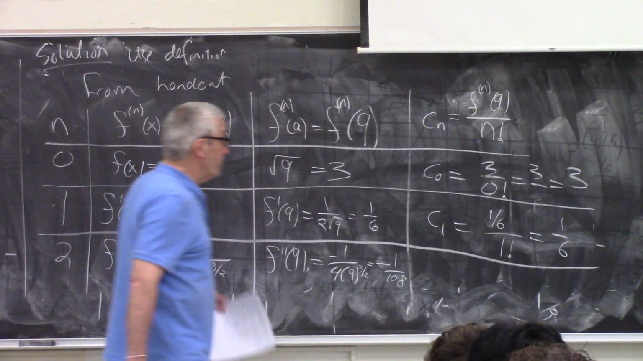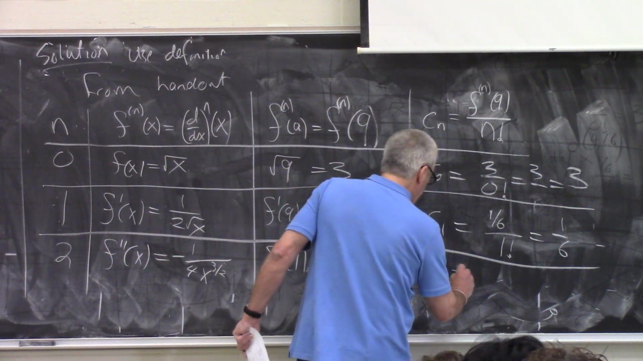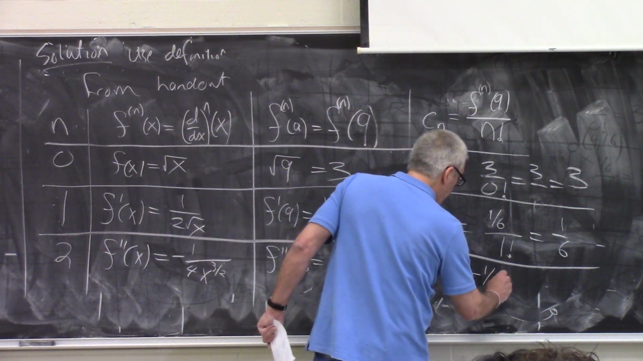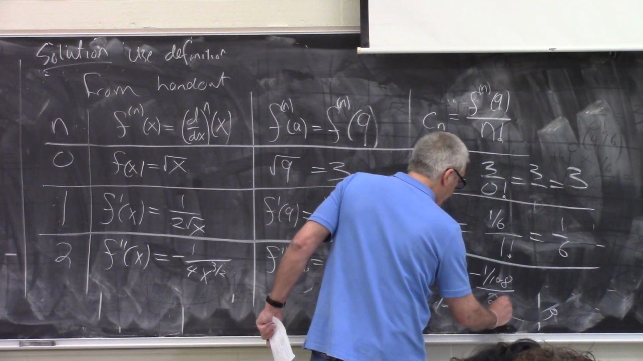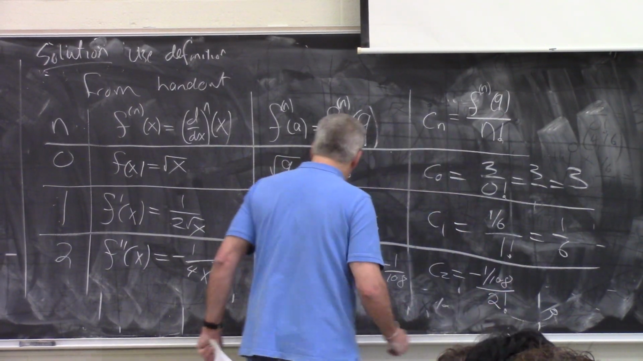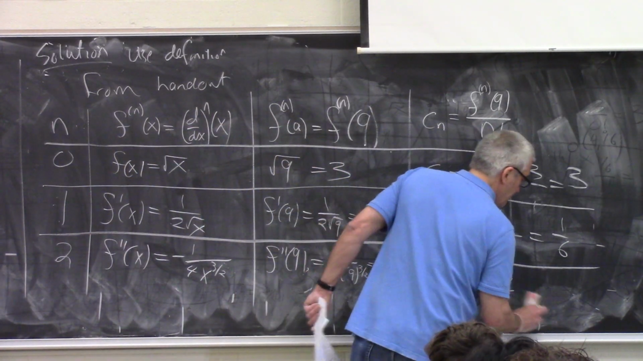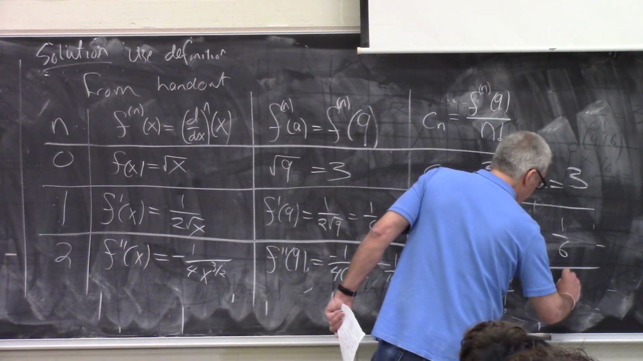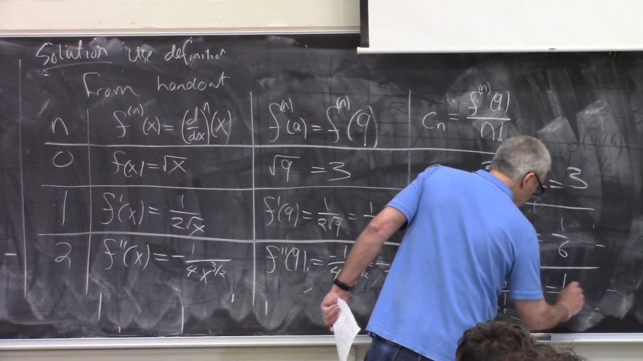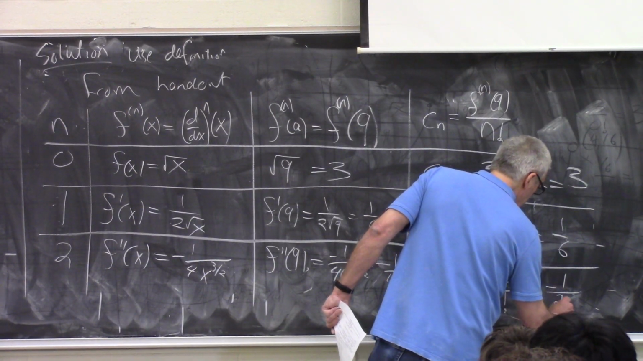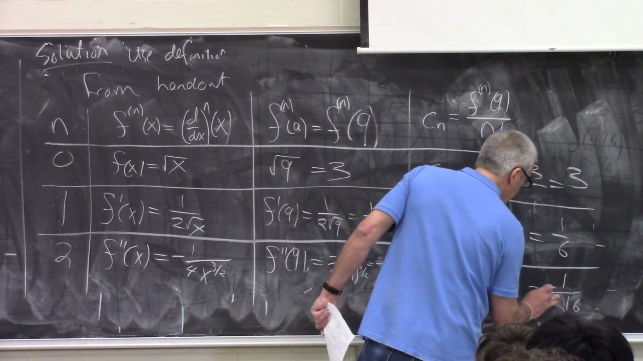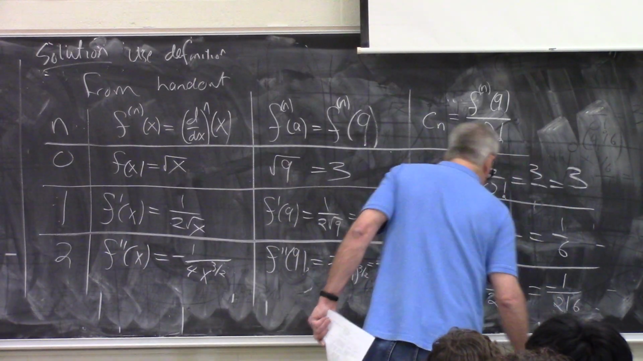And so c2 is minus 1 over 108 divided by 2 factorial. Okay, well, 2 factorial is just the number 2. So this is minus 1 over 216. So we've got all the coefficients that we need.